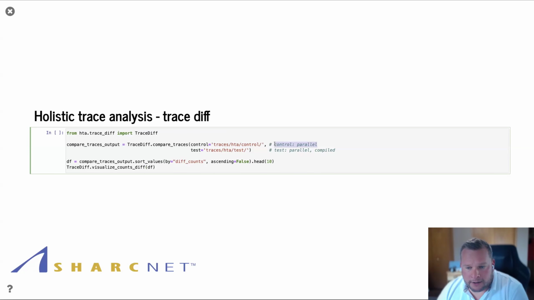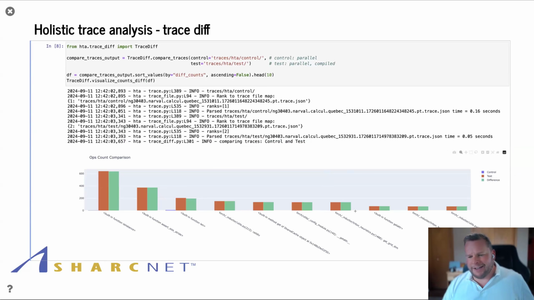Here, we're going to test our parallel, threaded run against the compiled run. And here, we're comparing the traces by the different number of call counts. Then we can use this visualize counts diff function to visualize that difference. And no surprise here, these two traces are wildly different because we've compiled one of them. So anything here with inductor has to do with the compilation.